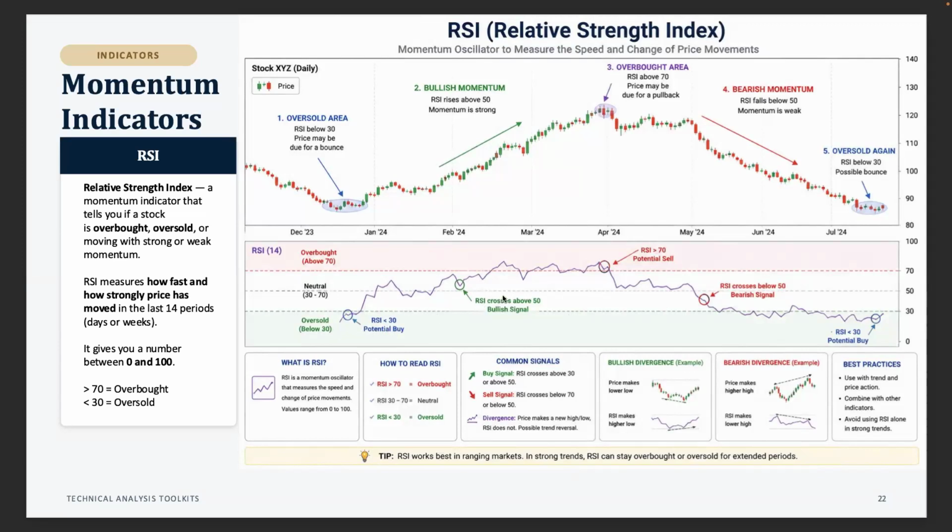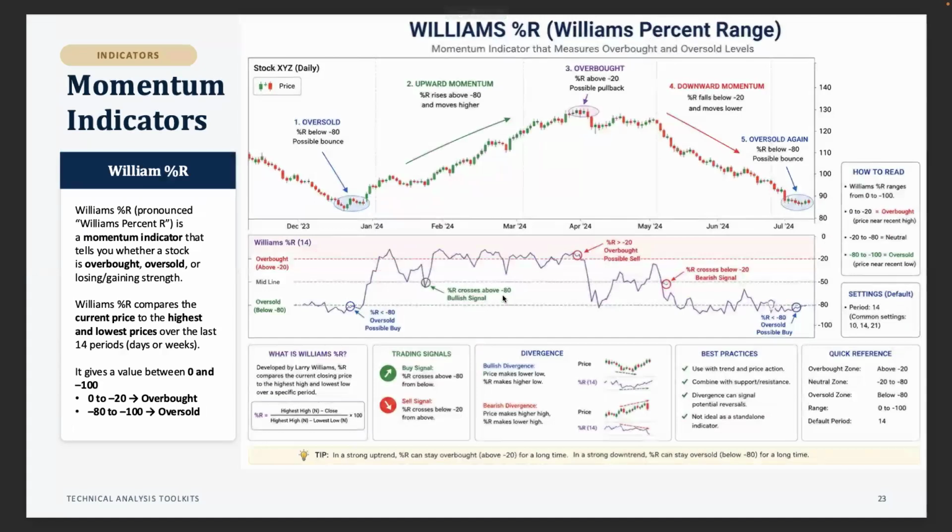So you want to look at this together with your trend indicators to give you some kind of confirmation of the strength of the momentum. We have Williams %R, which is also telling you the same thing, but its own range is between -20 and -80. Anything between 0 and -20 is overbought. Anything between -80 and -100 is oversold. So you want to play in between -20 and -80.